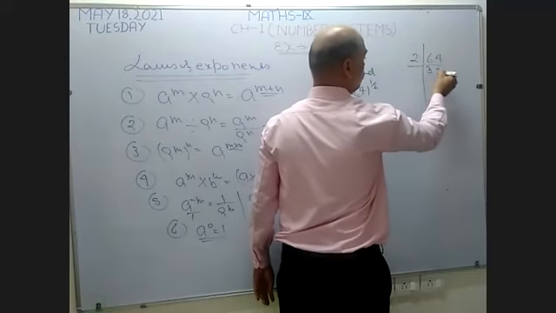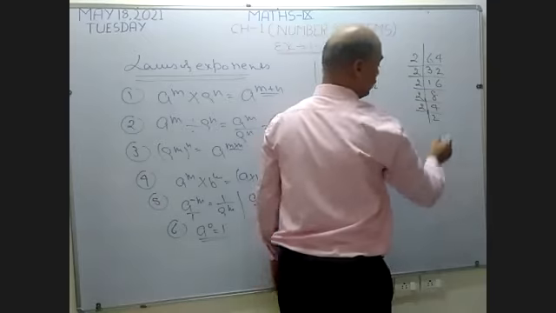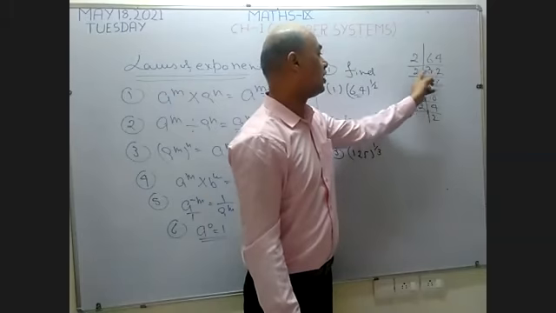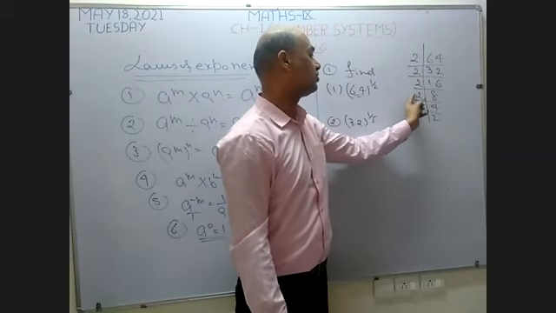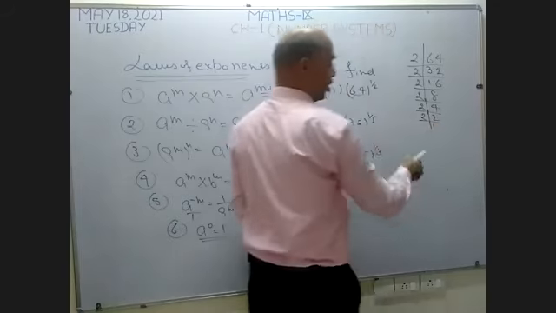2 3s are 6, 2 2s are 4, 2 1s are 2, 2 6s are 12, 2 8s are 16, 2 4s are 8, and 2 1s are 2. Okay? 2 8s are 16, 2 4s are 8, 2 2s are 4, and last 2 1s are 2. So check how many times 2 comes. 1, 2, 3, 4, 5, 6.